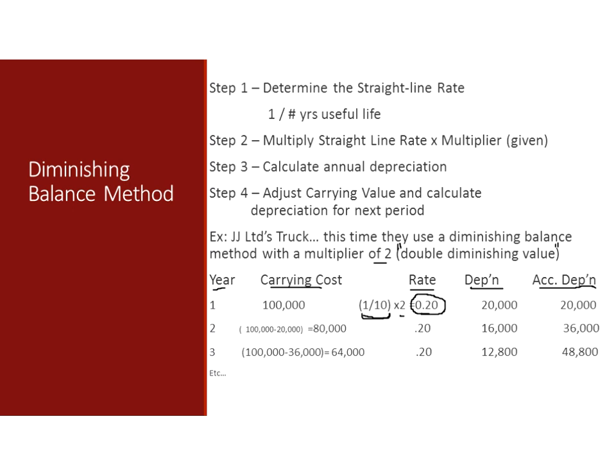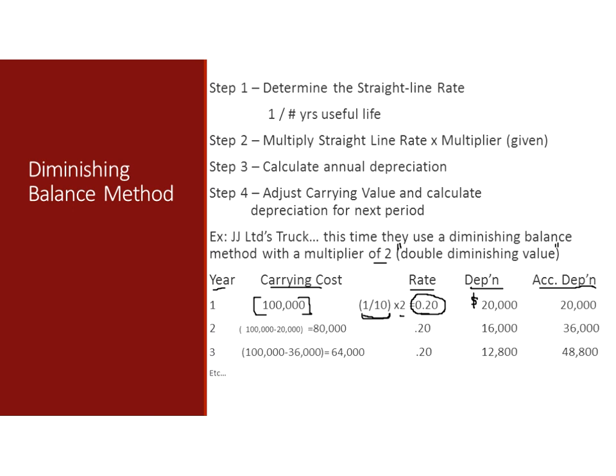All right, we start by taking our carrying cost. And again, this is solely our cost. We do not use salvage value or residual value in a diminishing balance method. So we'll take our cost times our rate, and we'll get our first year depreciation of $20,000.